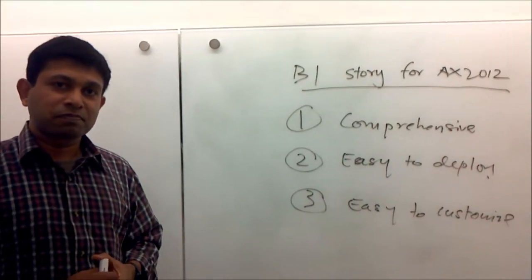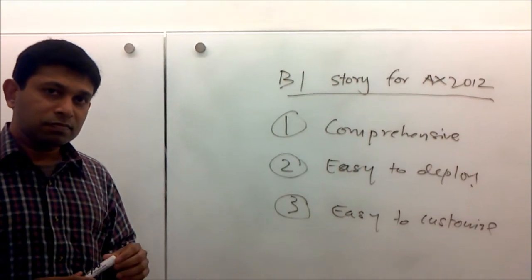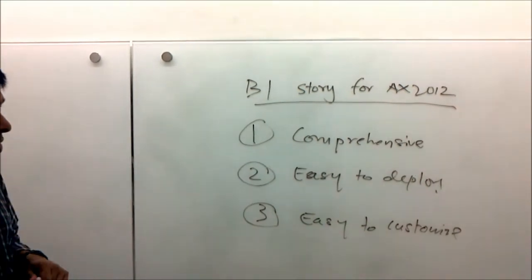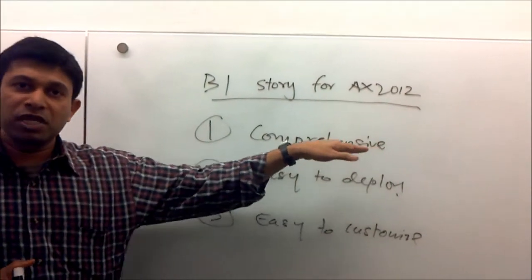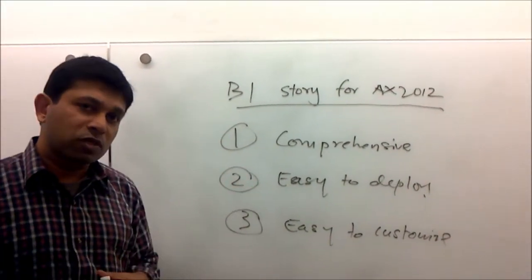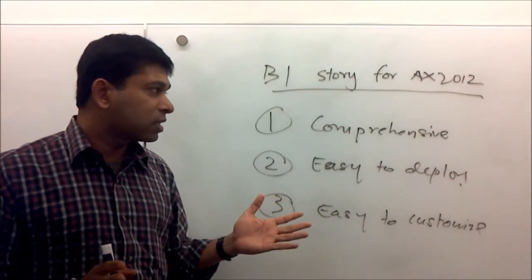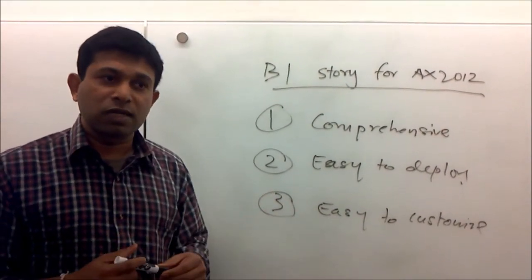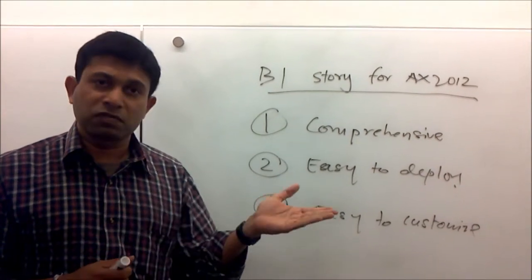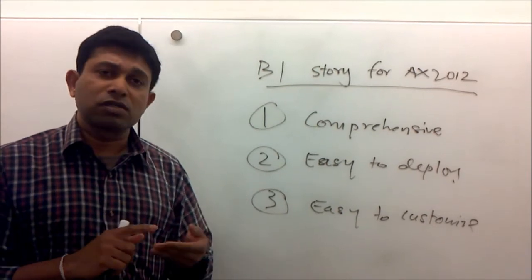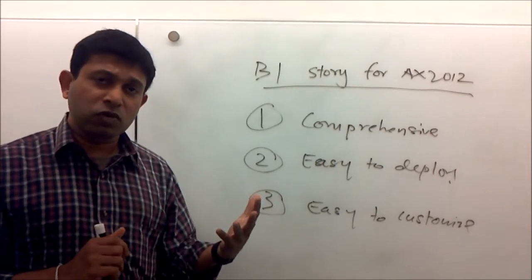Can you give maybe some specific examples about the comprehensive part and the easy to deploy? Absolutely. So if you really look at the BI solution that we ship with the product, it's a broad solution that has about 11 pre-built analysis cube schemas covering most of the functionality like financials, manufacturing, customer service, CRM, workflow, and so on and so forth.